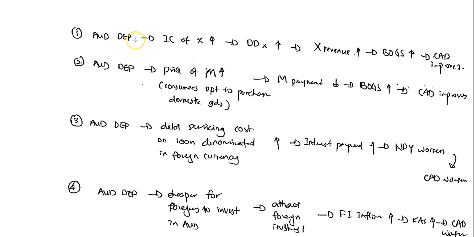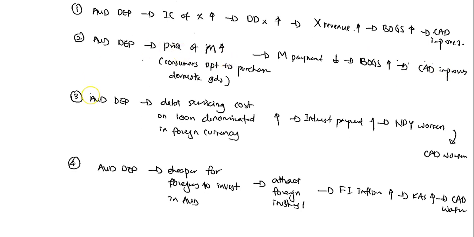When AUD depreciates, our exports become more competitive. International competitiveness of exports increases. Hence, demand for exports will increase, export revenue increases, and so on and so forth. Then I move on with the import. Still under balance of goods and services, I move on to import. When AUD depreciates, imports become very expensive. Hence, consumers will then choose to buy domestic goods instead of importing. So if that is the case, then import payment will reduce, BOGS increases, CAD improves.